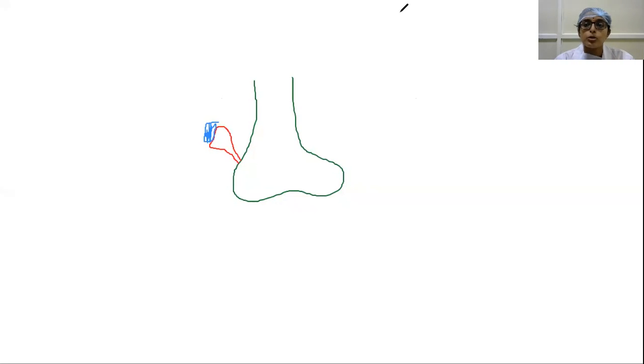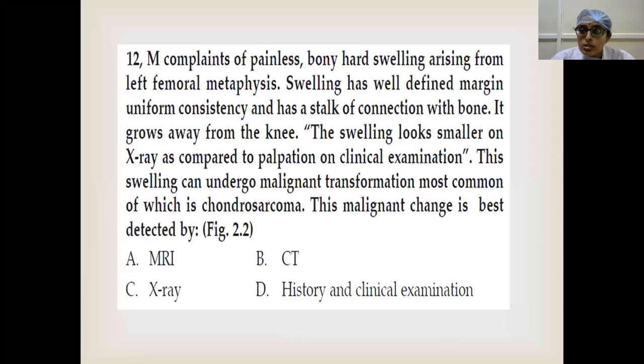You have a cartilaginous cap over osteochondroma, and that cartilaginous cap cannot be appreciated on X-ray, whereas you can palpate it. That's why the swelling looks smaller on X-ray as compared to palpation. Even if you open the site, it will appear larger than what is seen on X-ray. So serially, the thickness of the cartilage cap should be measured from one point of time to another.